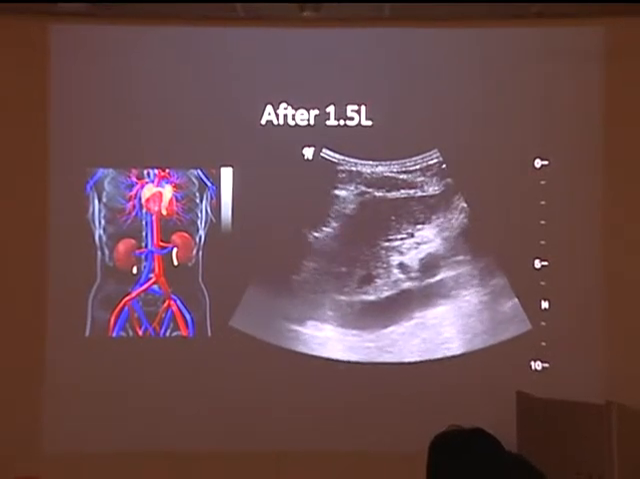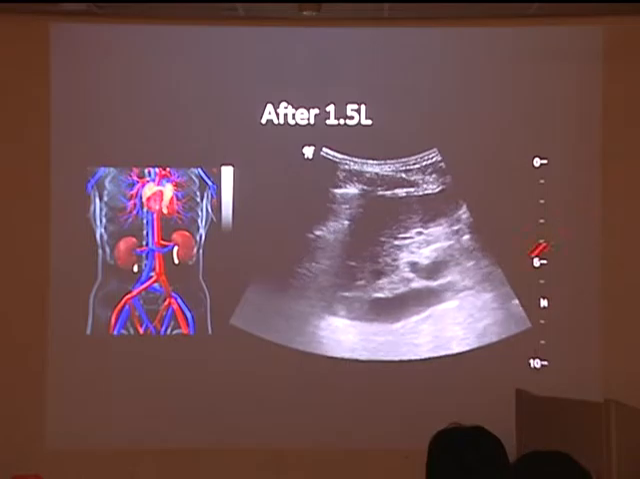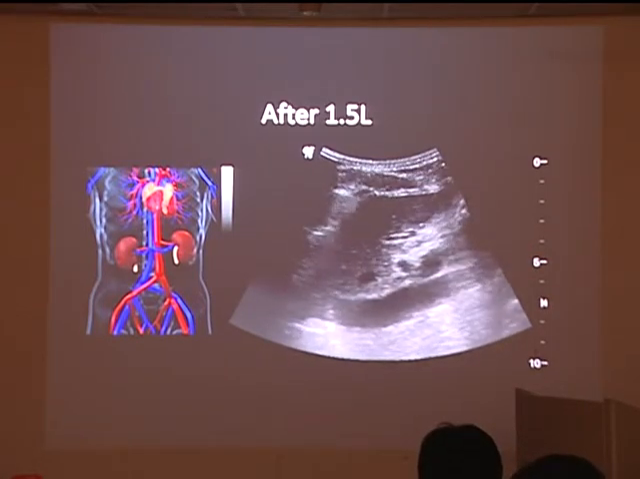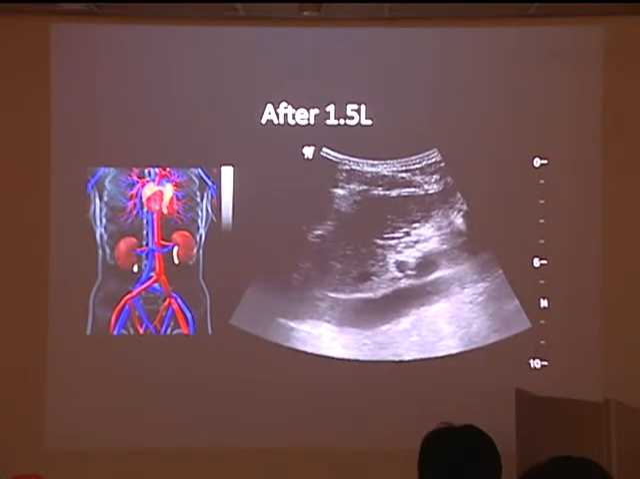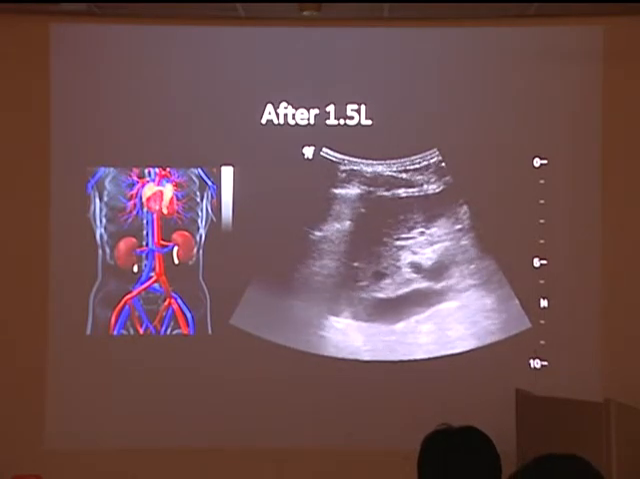And after giving 1.5 liters, the IVC actually dilates to this size. If you tell the renal physician, oh, I'll give this patient 1.5 liters of fluid because, well, he happened to miss his dialysis, but there's a little bit of diarrhea, they will look at you with eyes wide open.